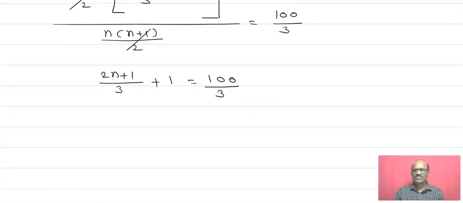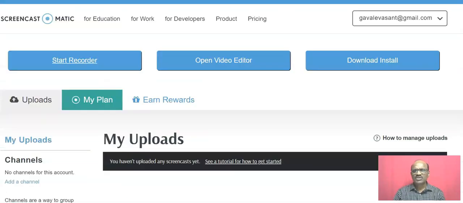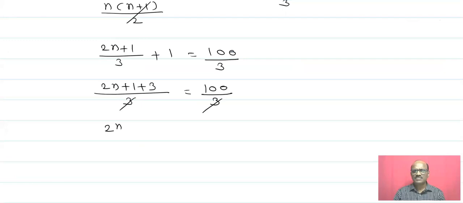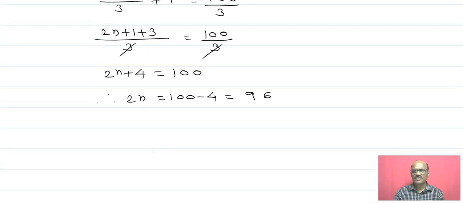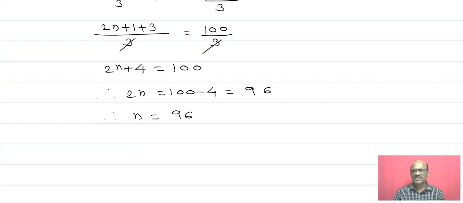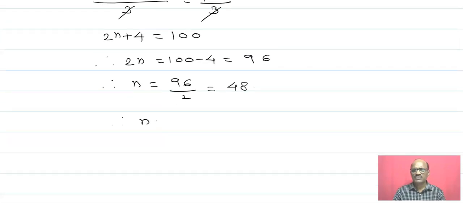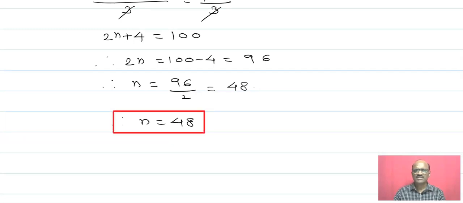And now simplify this, that is (2n plus 1 plus 3) upon 3, that is 100 upon 3. The 3 gets cancelled on both sides, that is 2n plus 4 is equal to 100. Therefore 2n is equal to 100 minus 4, that is 2n is equal to 96, and therefore n is equal to 96 upon 2, that is equal to 48. The value of n is 48. Now we will see the next, last problem.